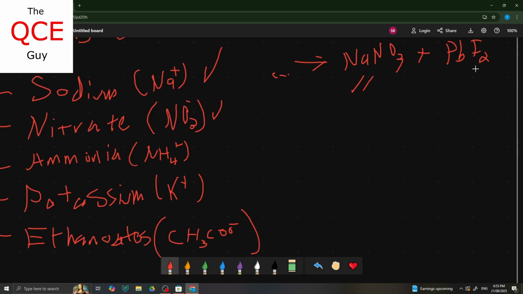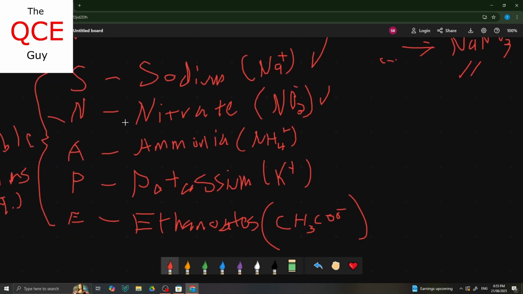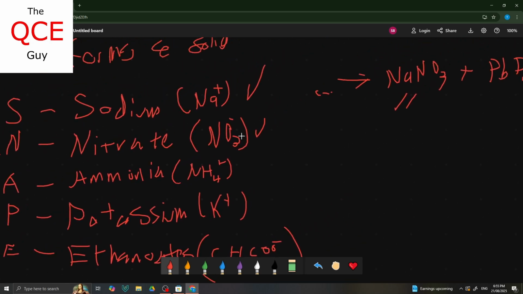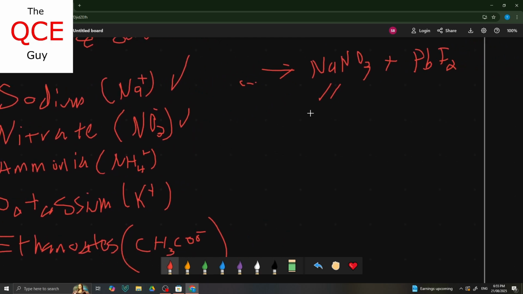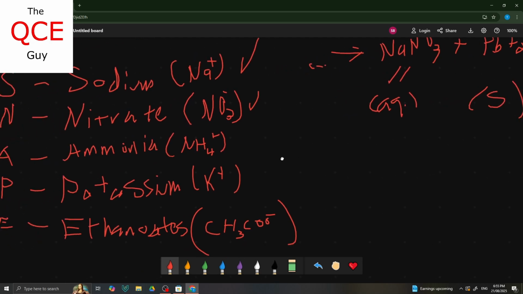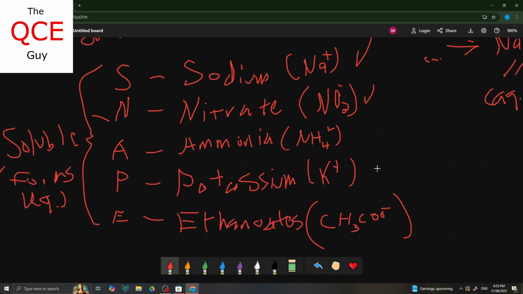And now we're going to look at lead iodide. Now, lead isn't sodium, nitrate, ammonia, potassium, or ethanoate, cool. So no tick. Iodine, is that in here? No, it's not. So because this is double ticked and this is soluble, it's really going to want to go into the water. NaNO3 is going to be our aqueous, and lead iodide is going to be our solid. And this rule pretty much applies to anything, and it's really good just to refer to quickly in an exam if you need to save time for a solubility type question.